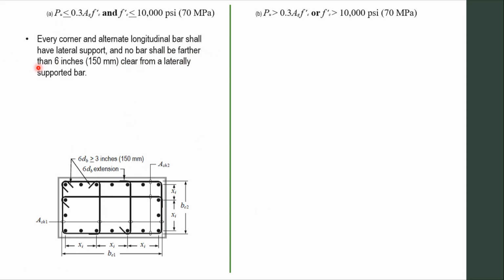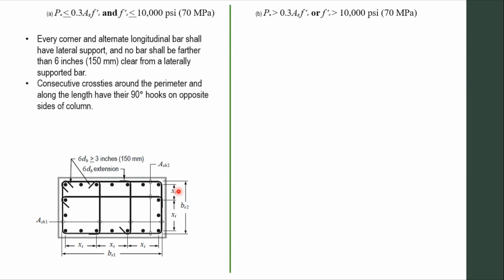Then, kailangan, no bar shall be farther than 6 inches. So, kailangan itong bar na to, yung xi na to, ang minimum niyan is, shall not be farther than 6 inches. Dapat hindi lumagpas ng 150 mm yung distance na to, yung distance ng longitudinal bars na may lateral support. And then, or this one and this one.